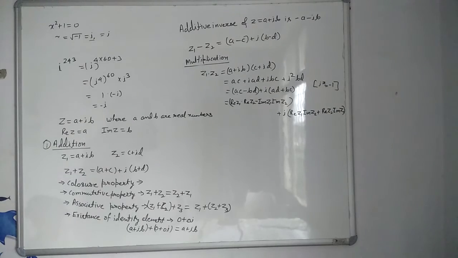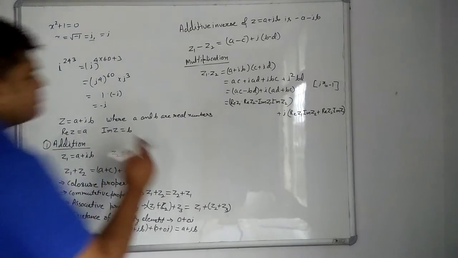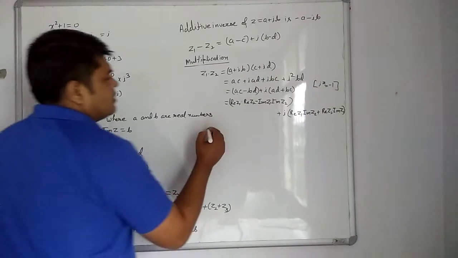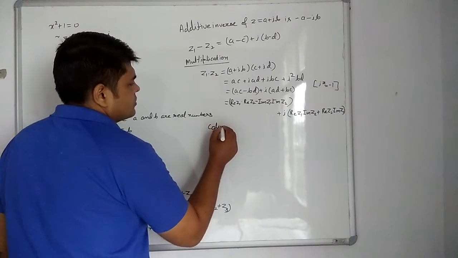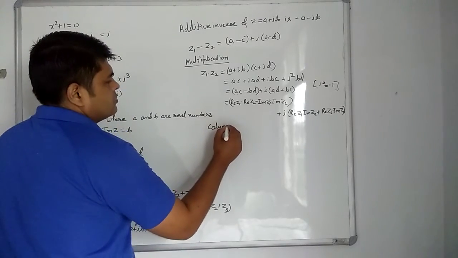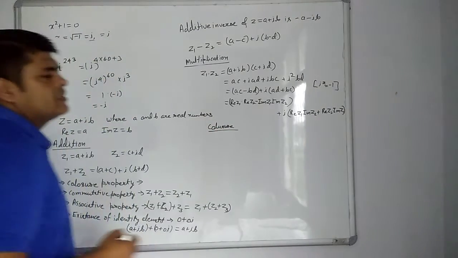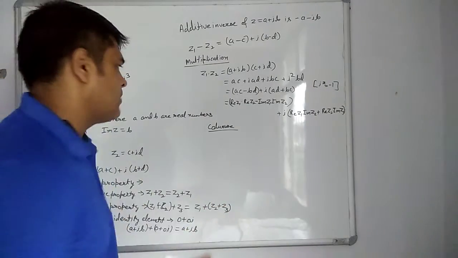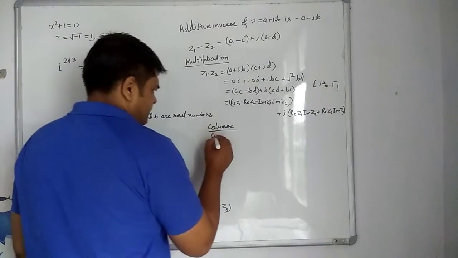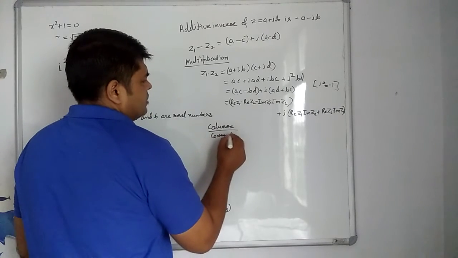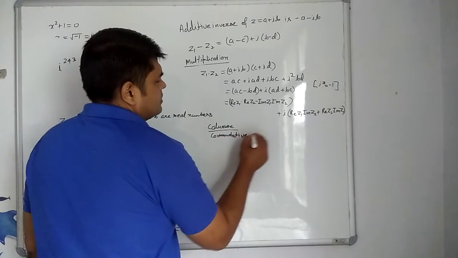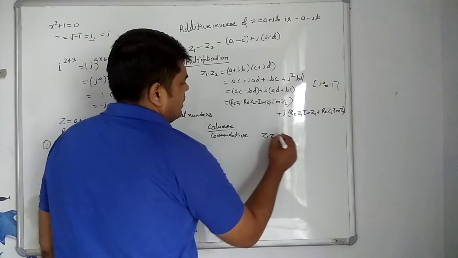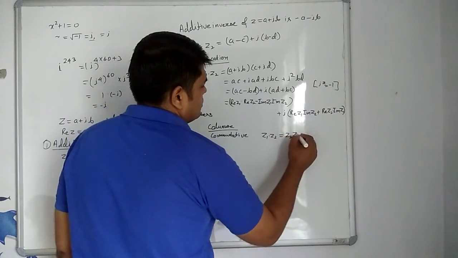So now we proceed further. The properties of multiplication of two complex numbers. First one is closure. Of course, it is closed with respect to multiplication of two complex numbers. That means the product of any two complex numbers is always a complex number. Next is commutative. Yes, it is commutative. That means Z1 into Z2 will have the same result as Z2 into Z1.